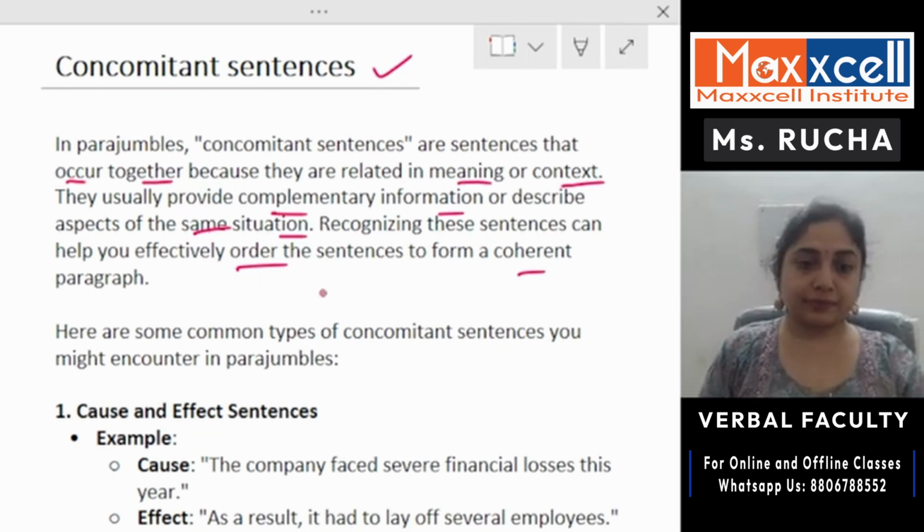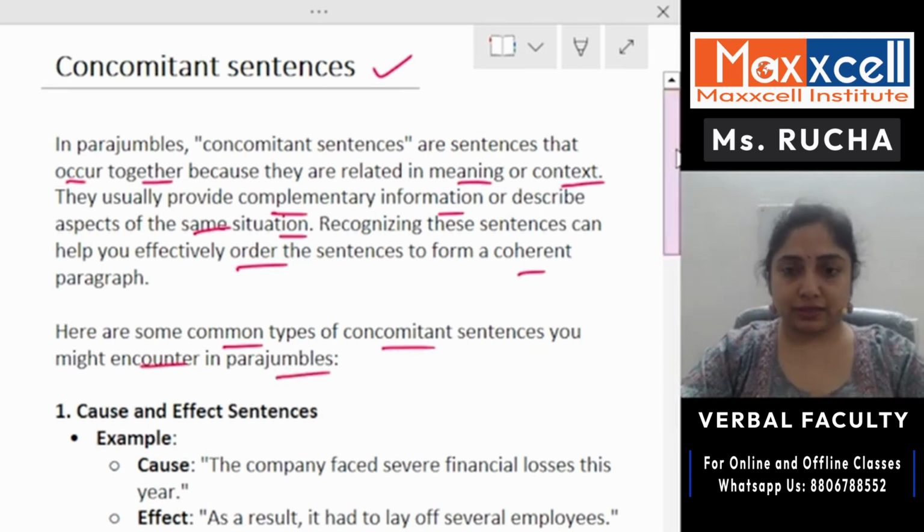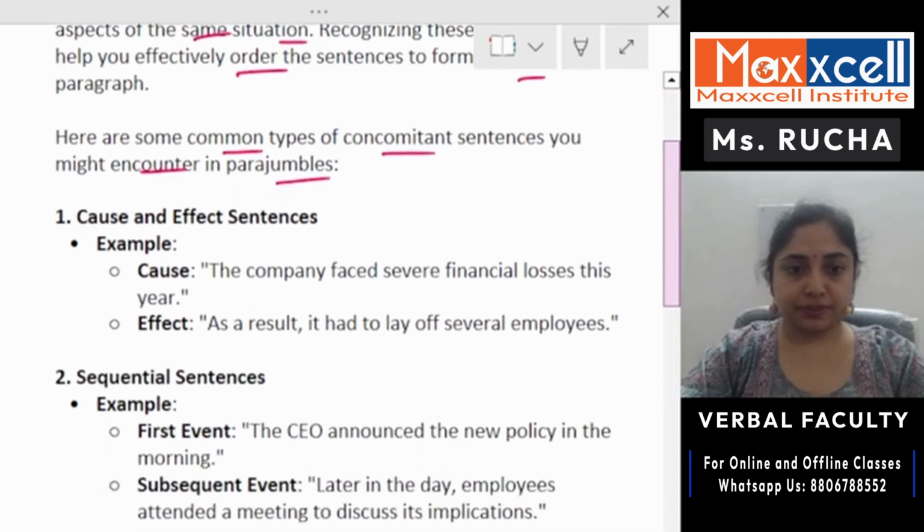These are some common types of concomitant sentences which you might encounter in Parajumbles. So let us go through the types.